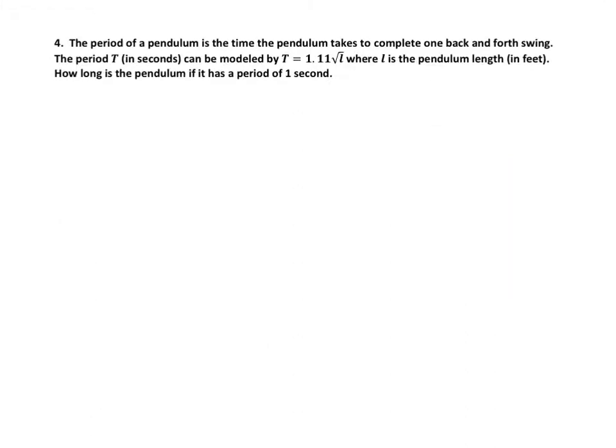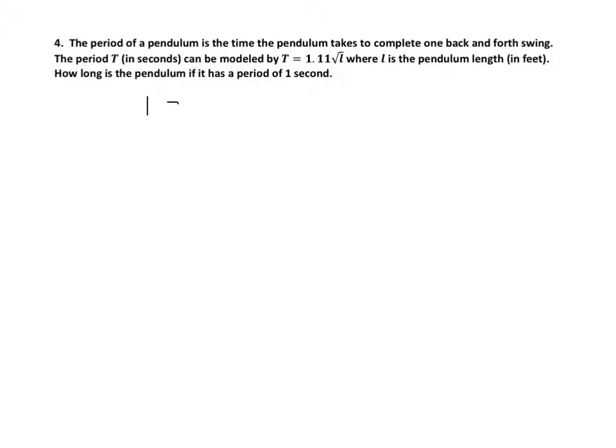All right. The period of a pendulum is the time the pendulum takes to complete one back and forth swing. The period T in seconds can be modeled by T equals 1.1 times the square root of L, where L is the pendulum length in feet. How long is the pendulum if it has a period of 1 second?